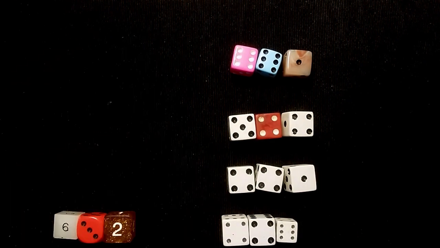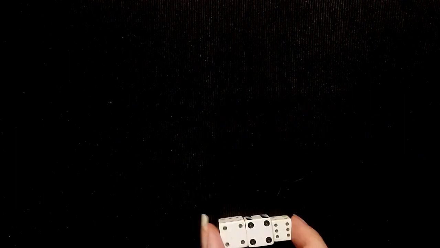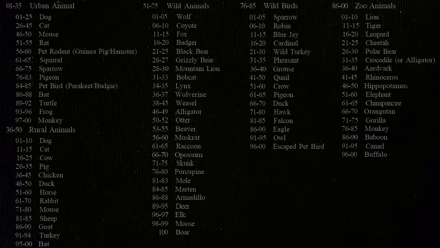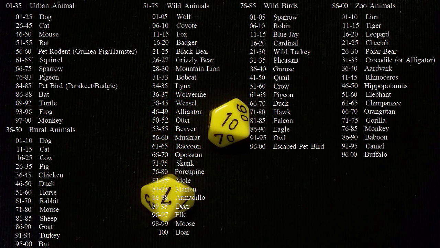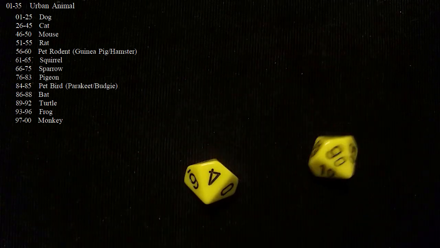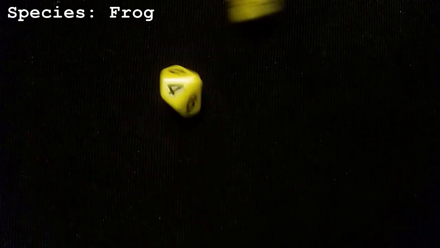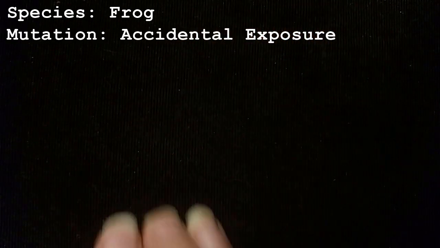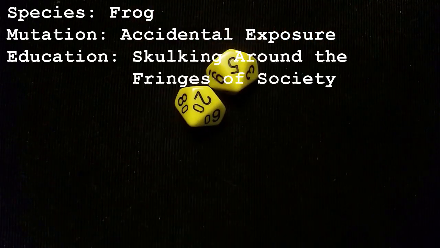And now for the exciting part, we get to find out what kind of mutant animal our character will be. So first we roll for an animal category, which is urban, and a specific animal, which is frog. Then we determine how we got mutated, an accidental encounter, and our education, which is gained from skulking around the fringes of society.